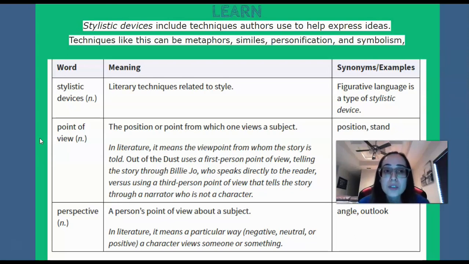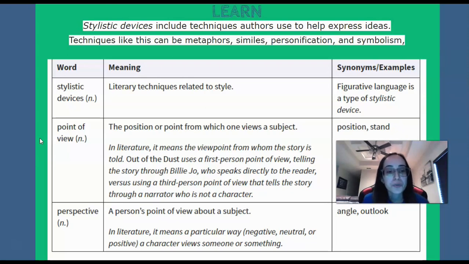And then last but not least, we also have symbolism, which we looked at last week, when there's a bigger picture or something in the book that symbolizes something that is happening within the story. So that is the first vocabulary word. You can go ahead and pause now to write that.